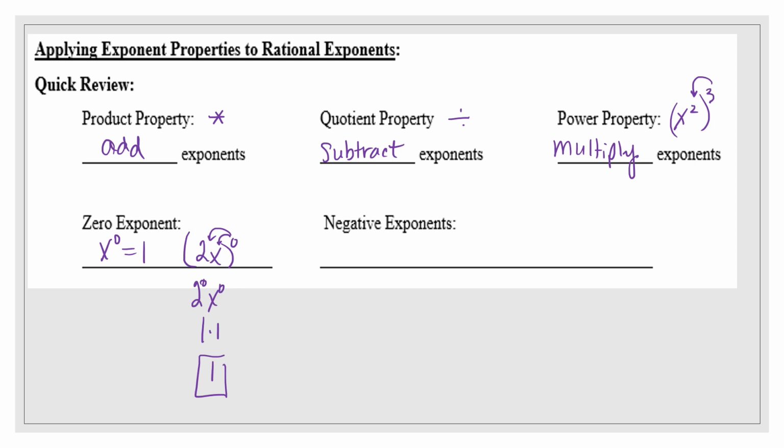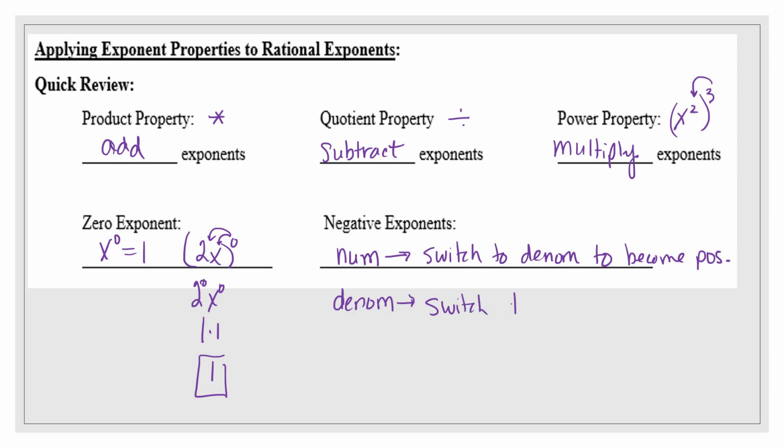And negative exponents. Okay, so if it's negative in the numerator, you switch it to the denominator to become positive. And if your negative exponent is in the denominator, you do just the exact opposite. Switch it to the numerator so that your exponent will become positive. So if it's negative in the bottom, move it up top to be positive, and vice versa. If it's negative in the numerator, switch it down to the denominator and make it positive.